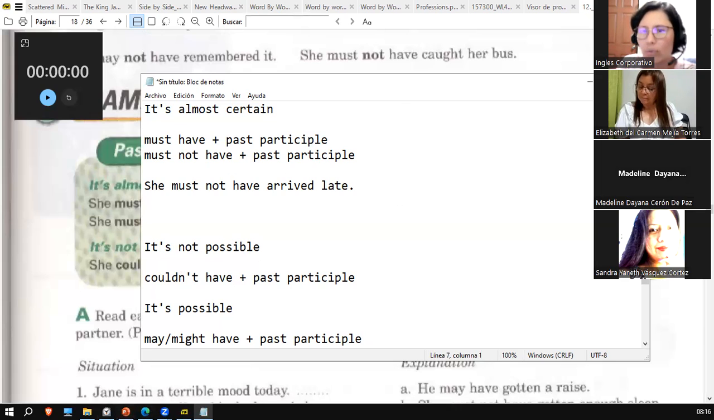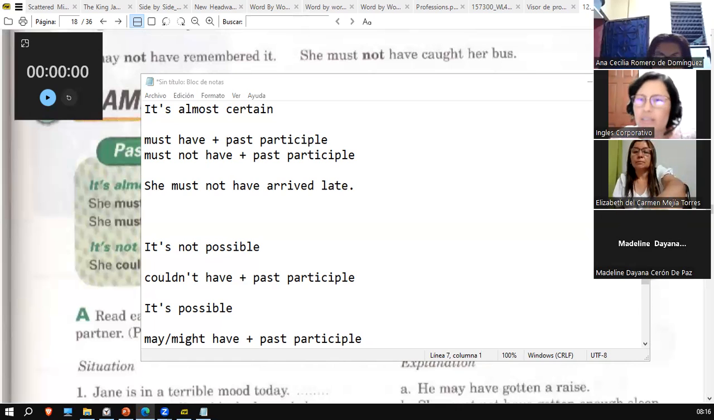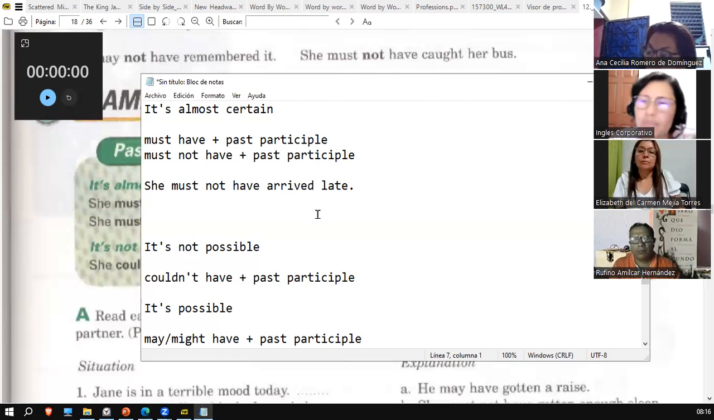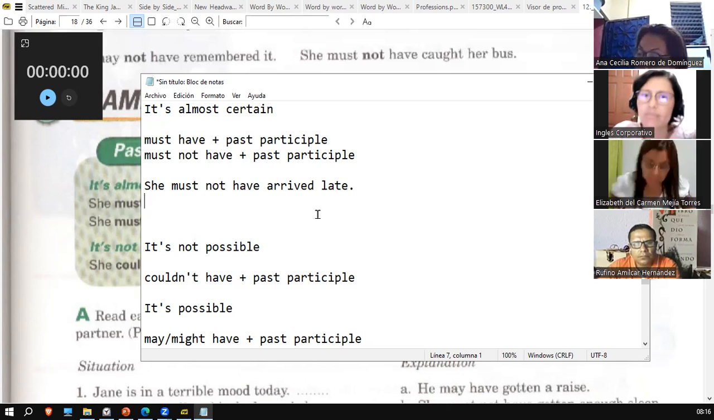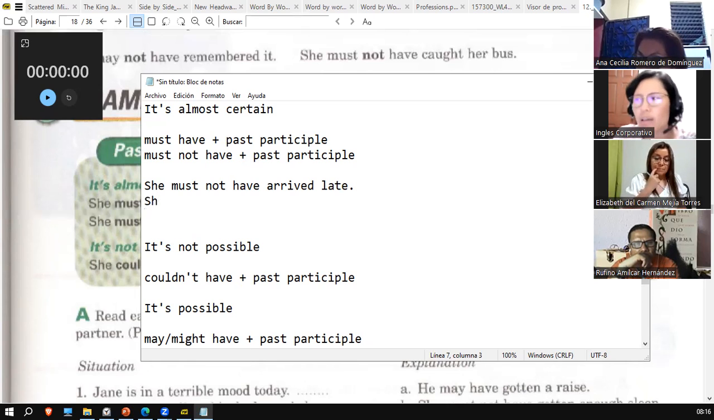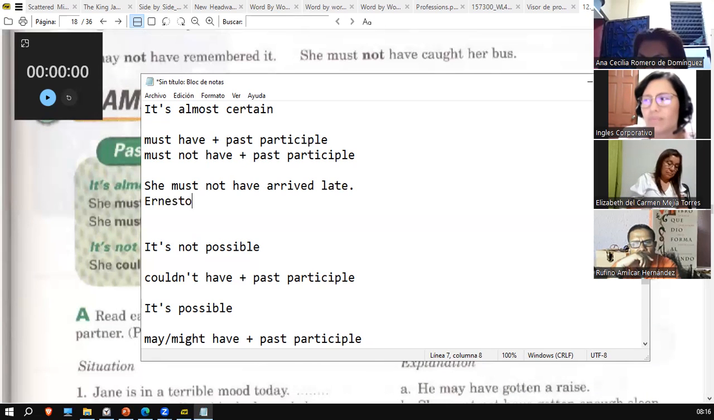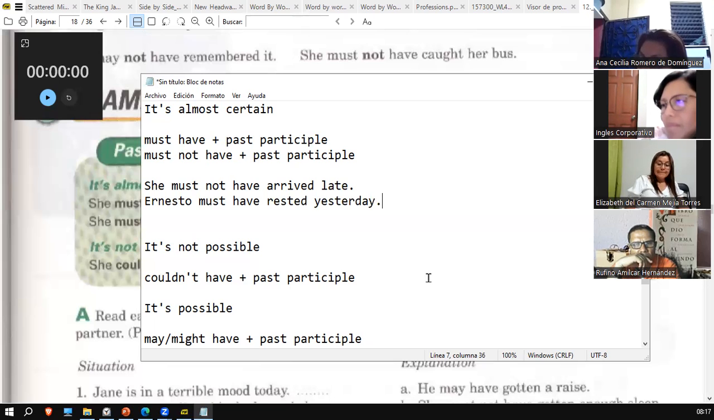So very good. What about another example? More examples with must have. Ana Cecilia, dígame. Sí, teacher. Number one, must have rested yesterday. Must have rested, o sea, como descansado. ¿Pero quién? Who? Sería ella, entonces sería she must. Si usted quiere, puede ser he, she, it, María, José, etc. Digamos, Ernesto must have rested yesterday. Ok. Very good.